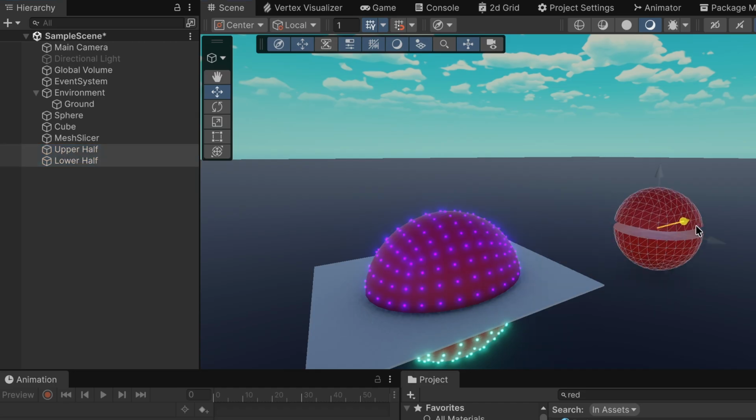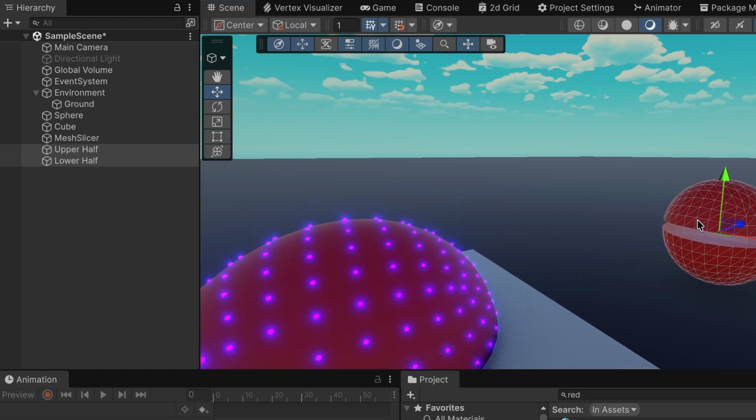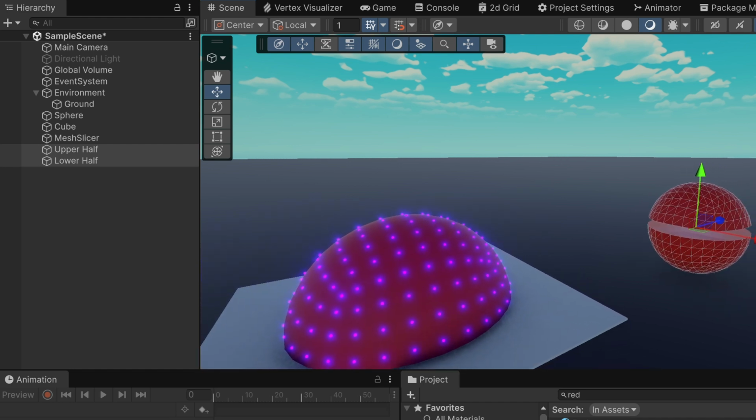Testing our implementation so far, we can indeed split the mesh in 2. But since triangles that are divided by the plane are currently being ignored, we end up with unwanted gaps in our generated meshes.